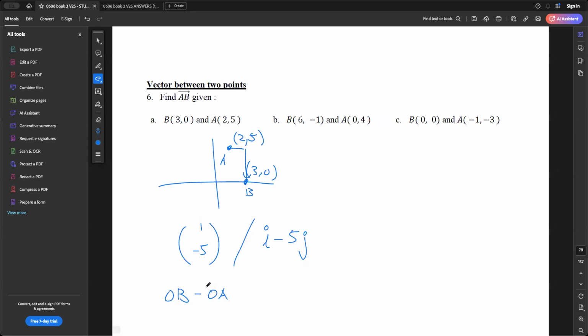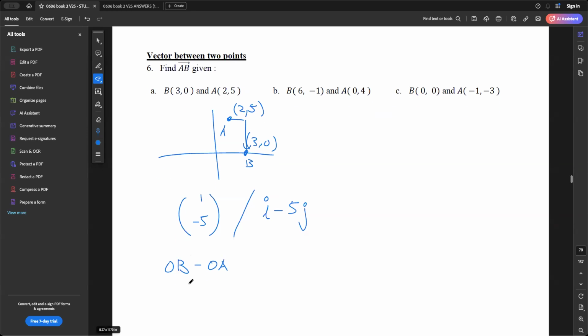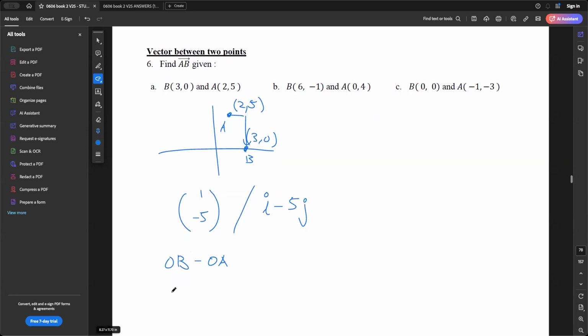It's right. Okay. For me, what I do is instead of doing it like this, I will go AO plus OB. But it's the same thing. Depending on which one you guys are more comfortable with. Now I explain my method because this is a vector thing already.